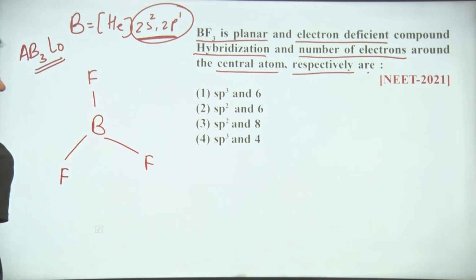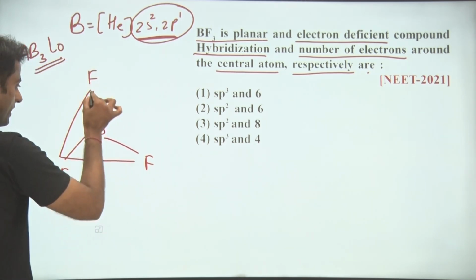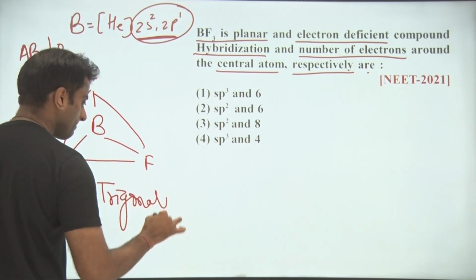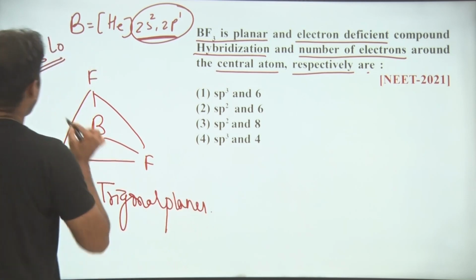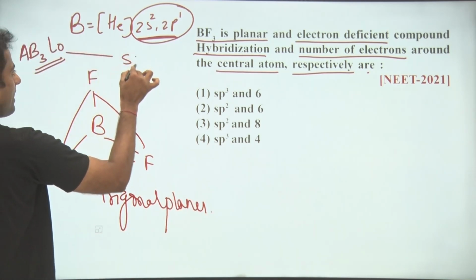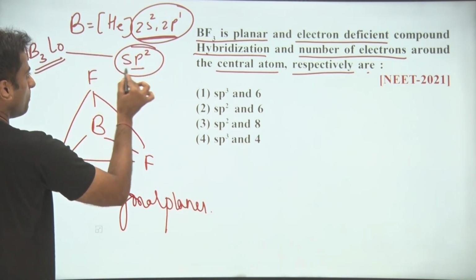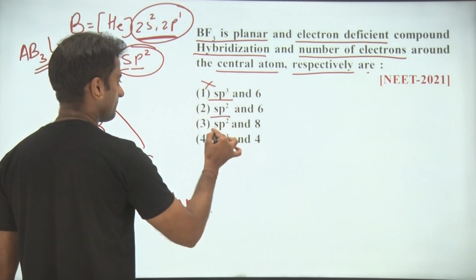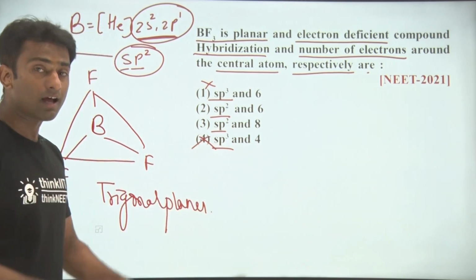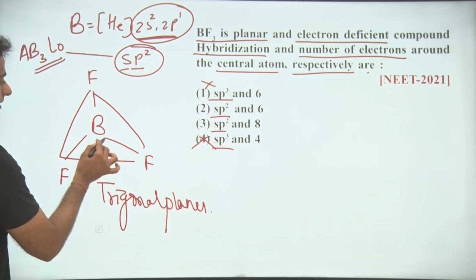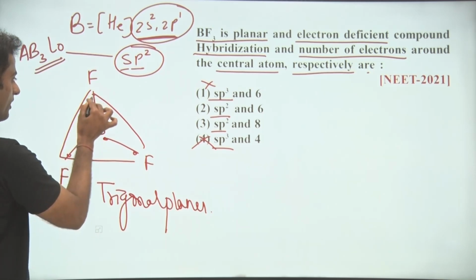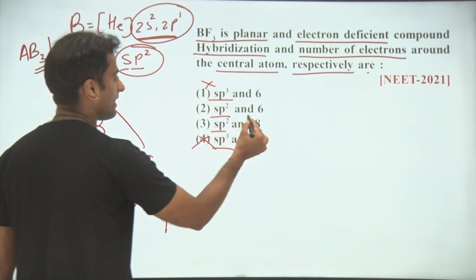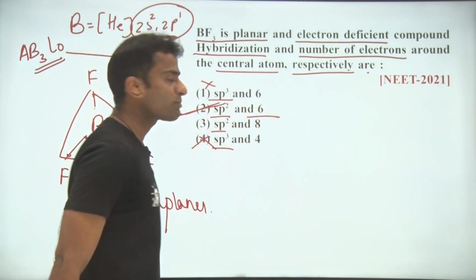This is the kind of AB3L0 molecule. Clear? So we can say that this structure is trigonal planar. And because of this it will show here the sp2 hybridization, 2 plus 1, 3 hybrid orbitals. So sp2 is your answer. Now, how many electrons are there? 3 bonds are there. A single bond is made of 2 electrons. 3 2s are 6 electrons. sp2 and the 6. The second option is going to be the perfect answer for you.